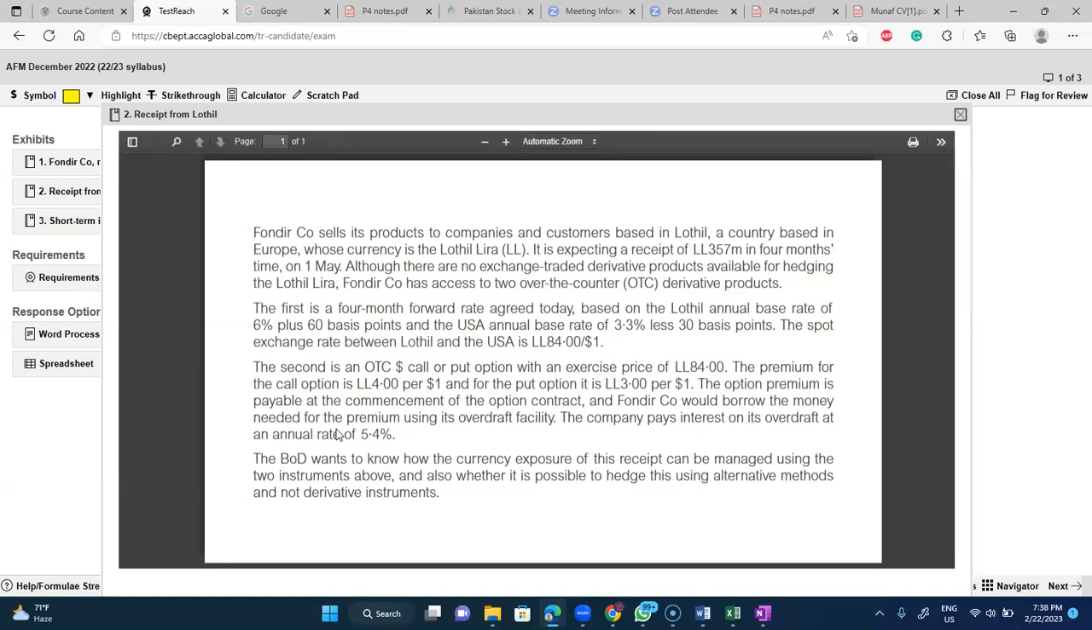The board wants to know how the currency exposure of this receipt can be managed using the two instruments above, and also whether it is possible to hedge this using an alternative method and not the derivative instrument. So that was the question about the currency.